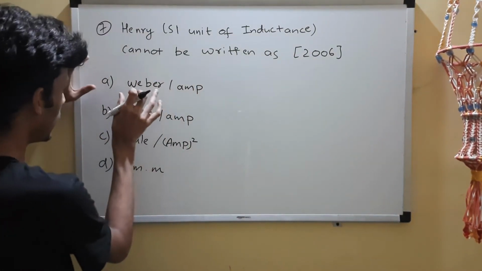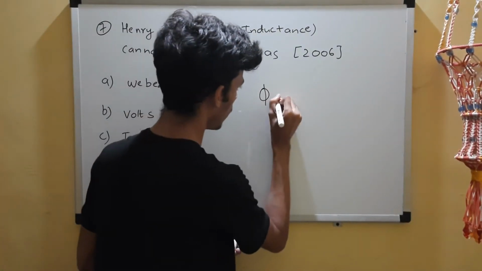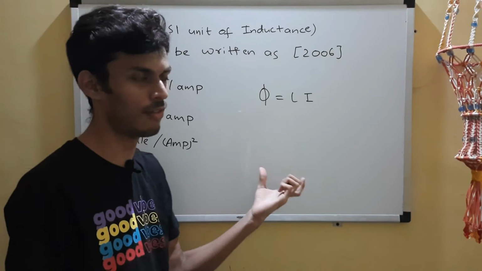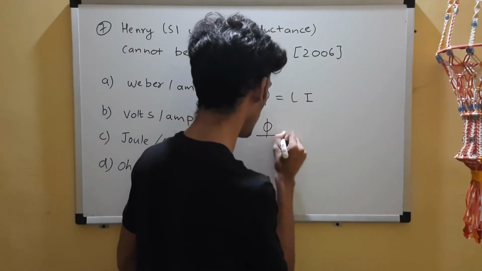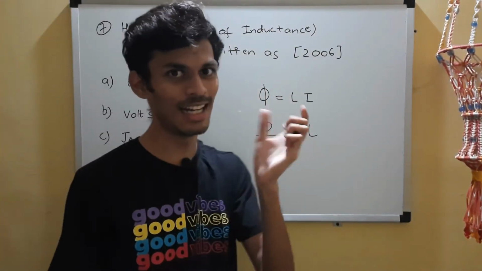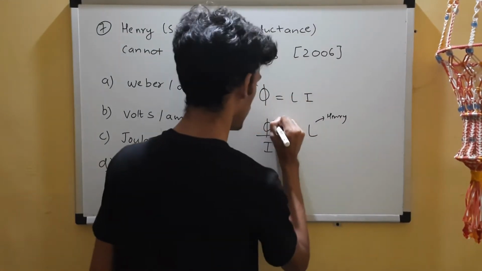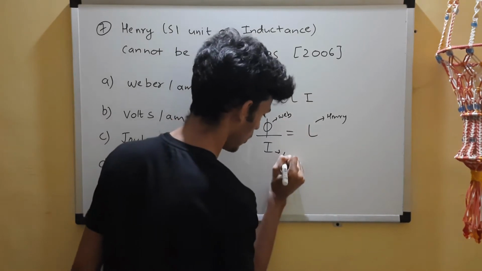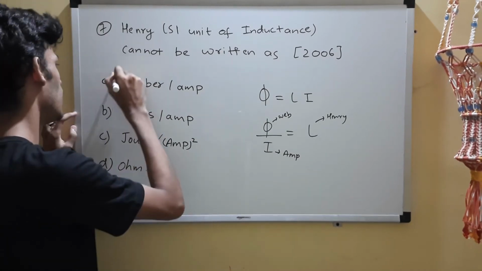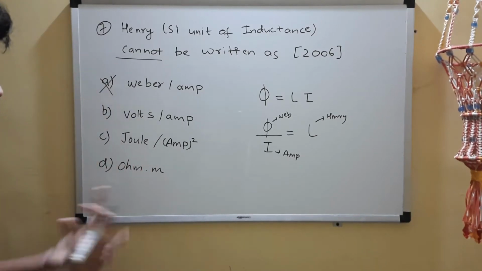Okay, so A is Weber by ampere. So I see Weber over there, so I'll use the formula phi equals Li. Because phi has a unit of Weber, right? The flux has a unit of Weber and I has a unit of ampere. And this L is nothing but inductance, right? So this inductance has a unit of Henry. So Henry can be expressed as Weber by ampere. Okay, so Henry can be expressed in this way. The question is about cannot. So this is not the answer that we want.